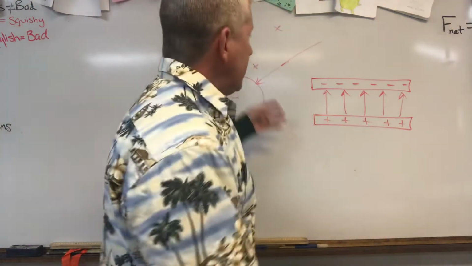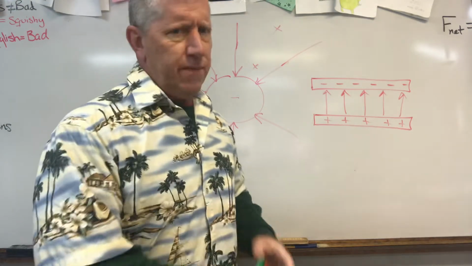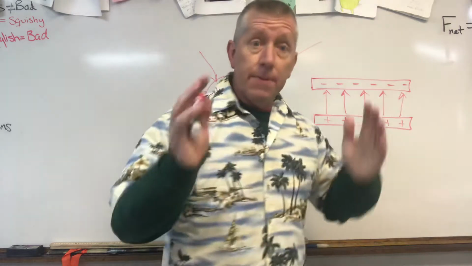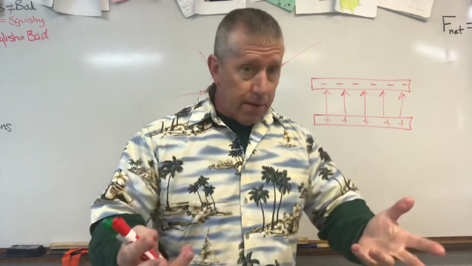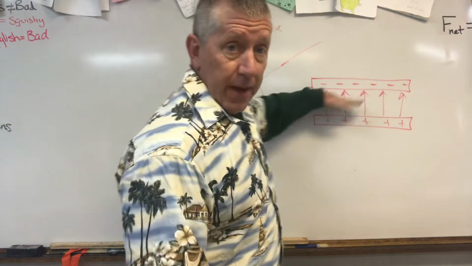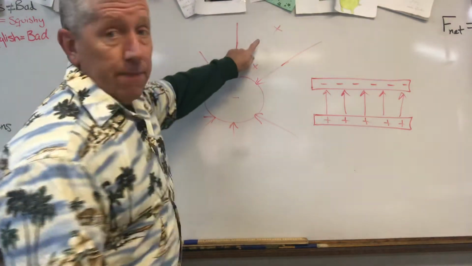This is called a uniform electric field. Why is it called a uniform electric field? Because the distance between each one of the lines is the same. So it's not varying. The strength of the field is the same anywhere within this area between the positive and the negative. All right, now here, it's not a uniform field.